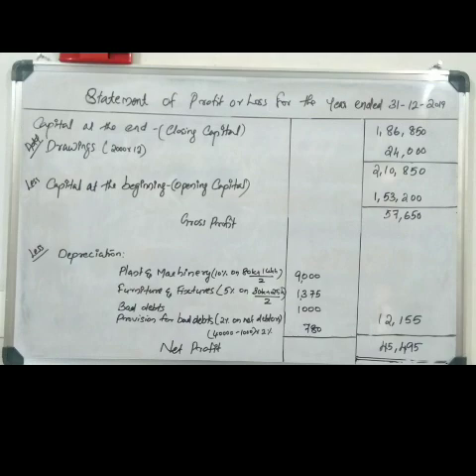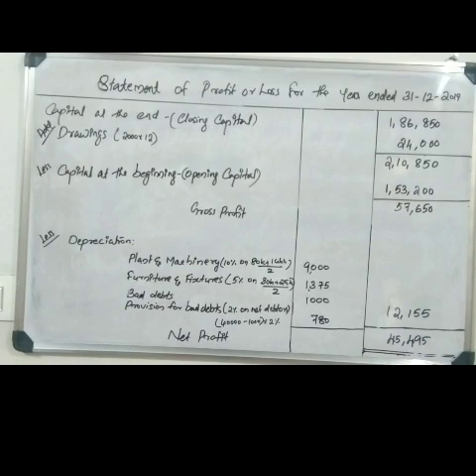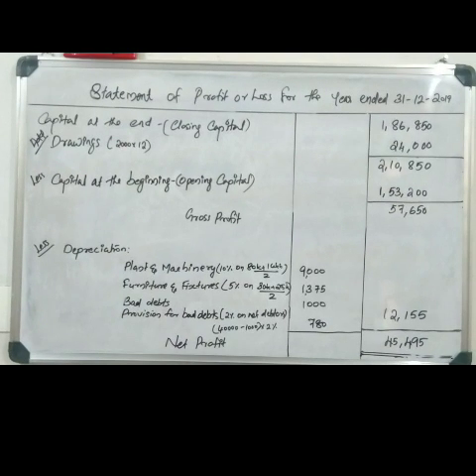Now we have to sum it up. So we got 12,155 as the total expenses. Now we have to deduct these expenses from the gross profit. So we got a net profit of 45,495. This is the net profit. Understood? Now let us prepare the final statement of affairs.